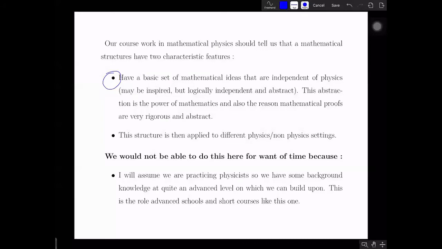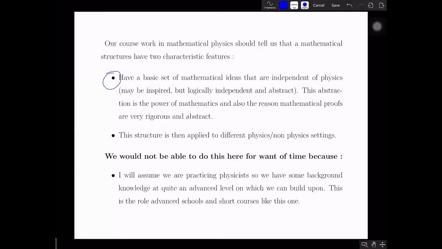And this abstractness is the reason why mathematics is so powerful and has application in diverse areas, and the proofs are rigorous. I'm certainly not far from being a rigorous mathematician, but if you open a mathematics paper, you would see that those proofs are certainly much more rigorous than typical physics proofs that I am more accustomed to. So once we have this mathematical structure, we would try to apply it to different physics and non-physics settings. So this is the typical structure.